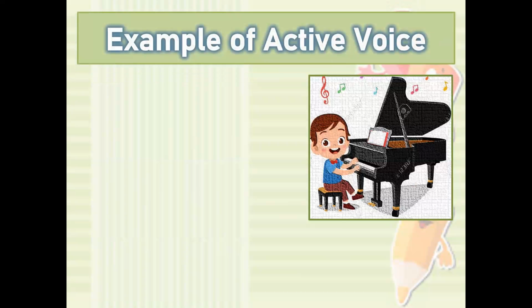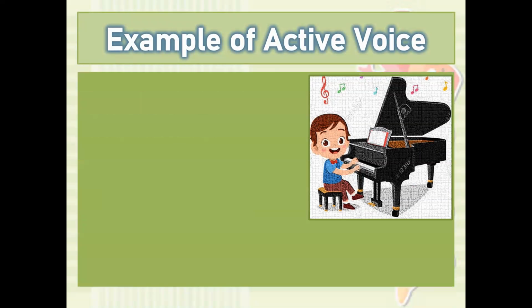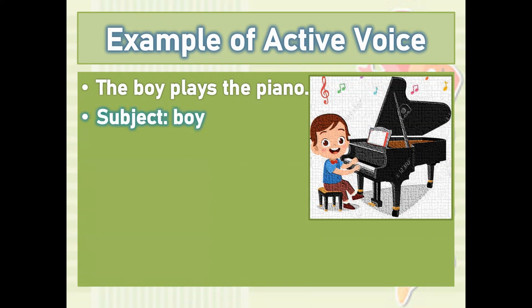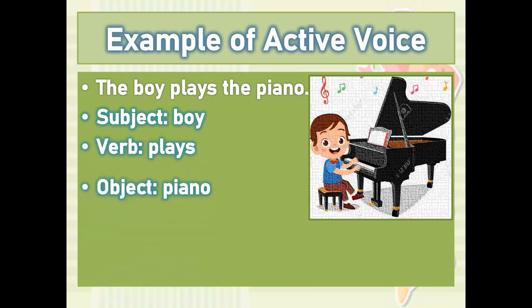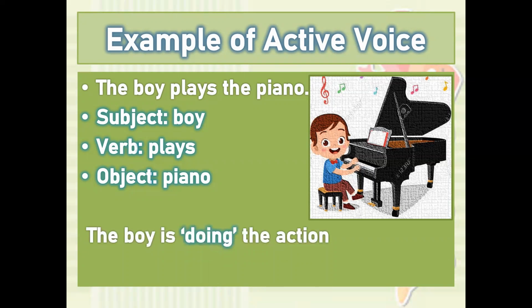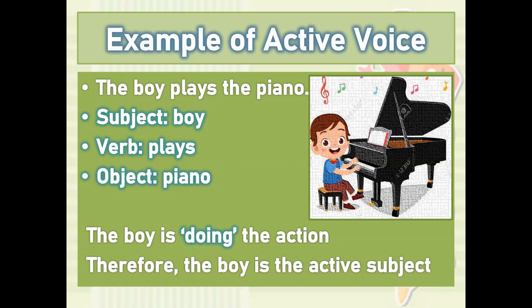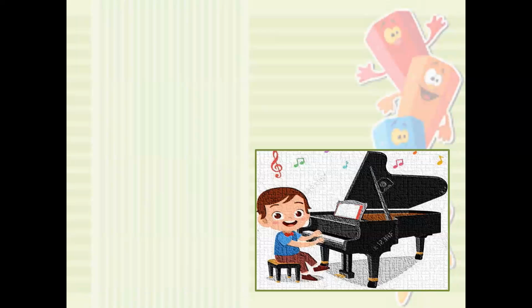Now let's look at an example of another sentence in active voice and then in passive voice. The boy plays the piano. Subject, boy. Verb, plays. Object, piano, right? So students, the boy is doing the action. Therefore, the boy is the active subject, right?